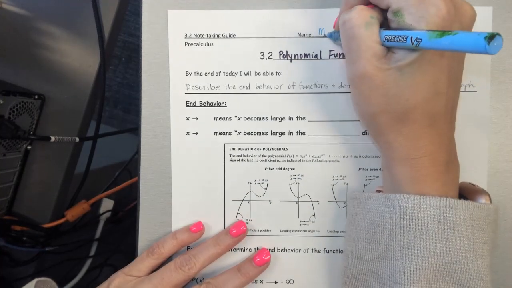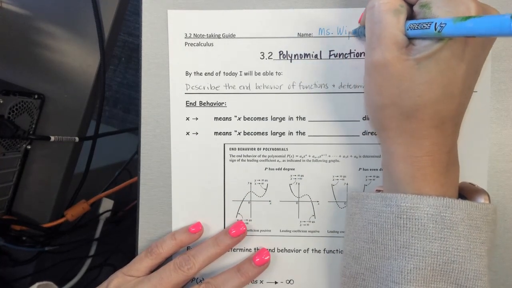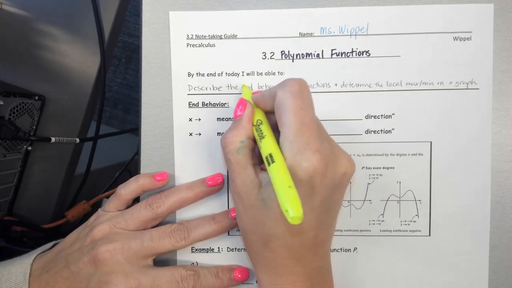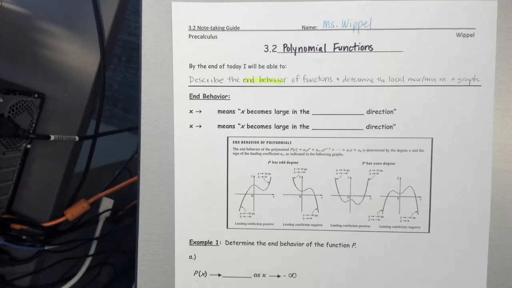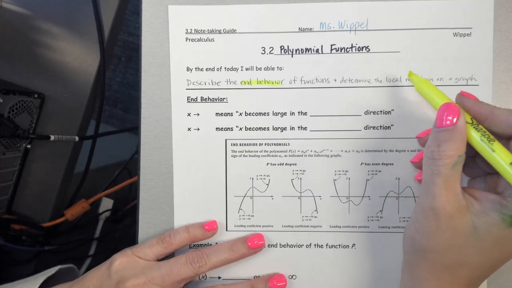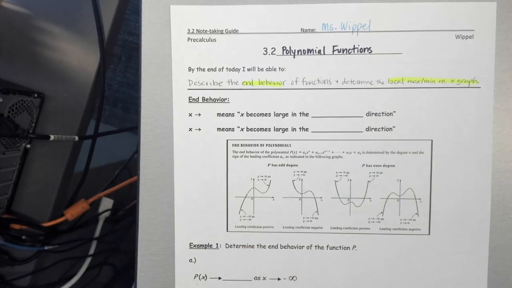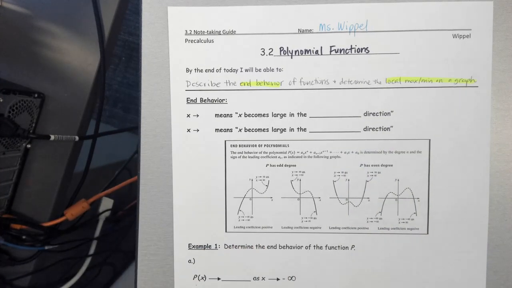quicker. So when we are doing the end behavior of functions, we are just describing what the ends of the graph are doing. That's what we're going to focus on first. And then we're going to find the local max and mins on a graph, and you'll have your option to use your graphing calculator or Desmos to do that.